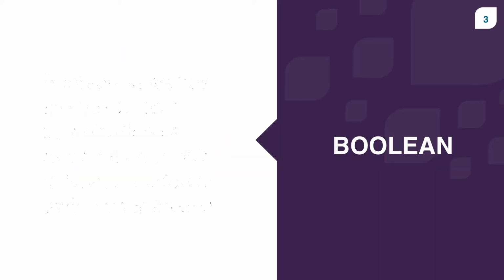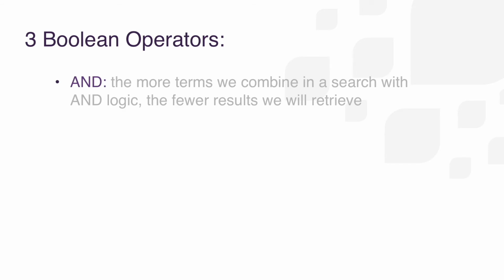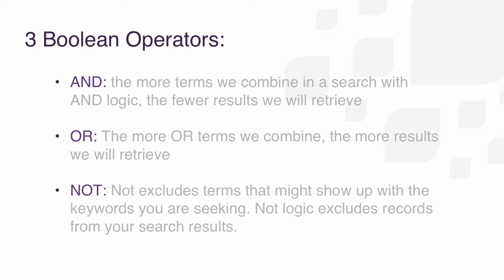First up, sourcing tools. Boolean. Boolean searches are based on a combination of and, or, and not to limit, broaden, or define our search. There are three key Boolean operators. And: the more terms we combine in a search with and logic, the more specific our search string will be, and the fewer results we will retrieve. Or: the more or terms we combine, the more results we will retrieve. And not: not excludes terms that might show up with the keywords we are seeking. Not logic excludes records from our search results.